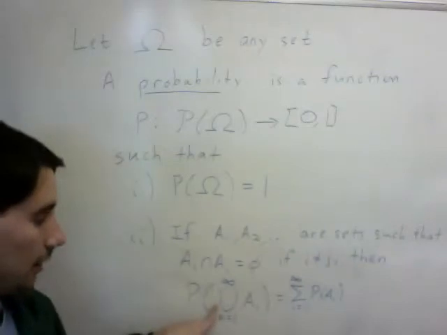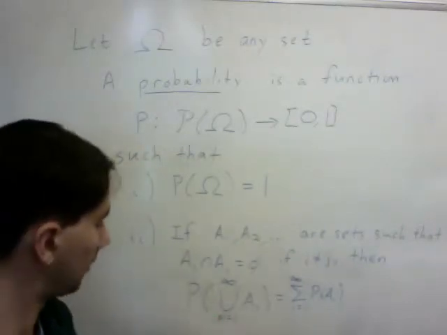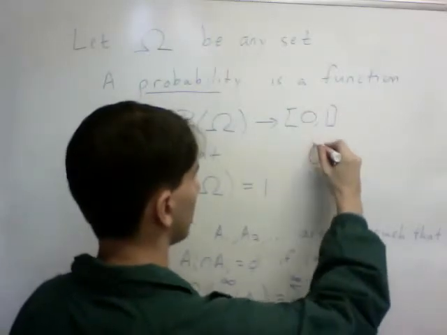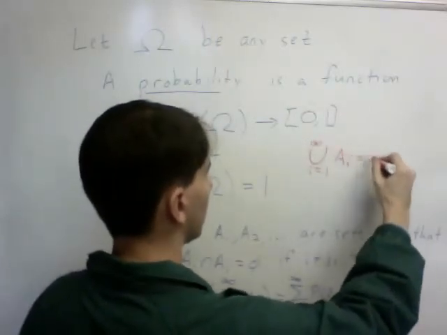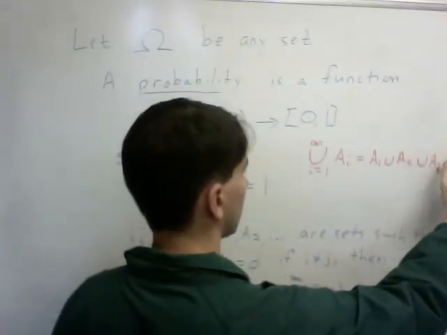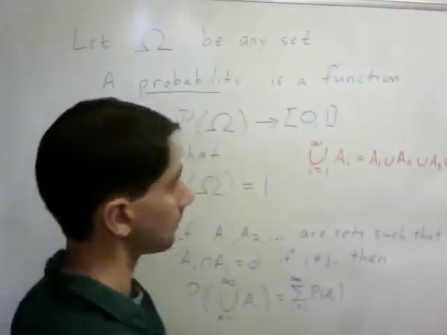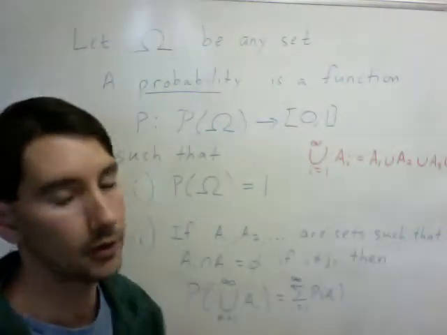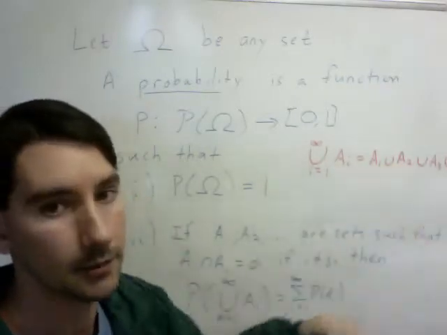The union means the same thing. So the union from i equals 1 to infinity of A sub i is just A1 union A2 union A3 and so on. Like that. So instead of putting plus signs in between a bunch of numbers, we have a bunch of sets that are all unioned.